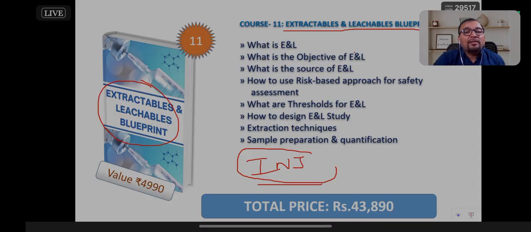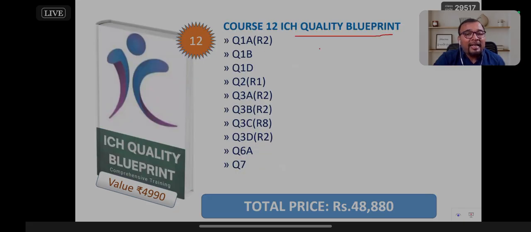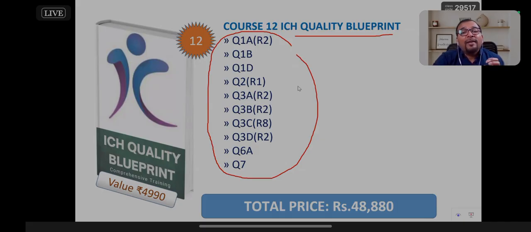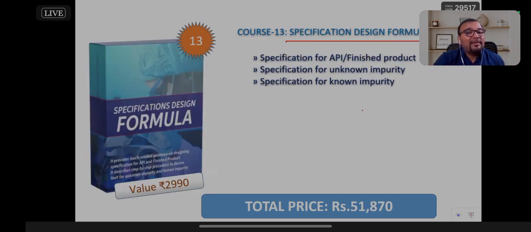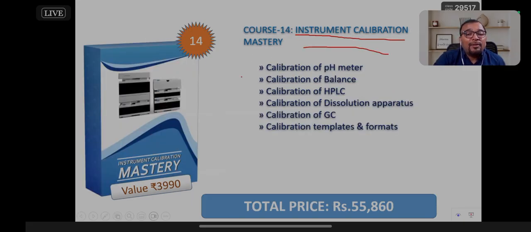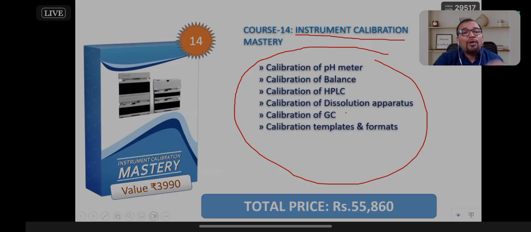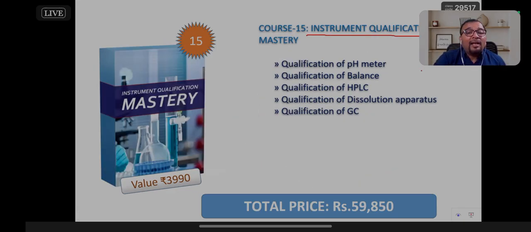Course number 12 talks about ICH quality guidelines. These ICH quality guidelines are explained in this course in very simple language, in the form of videos. Course number 13 talks about how one can design the specification. Course number 14 covers how one can calibrate and qualify the common lab instruments, along with the templates, formats, protocols, and reports, everything. Again, the protocol, report, and templates will be provided for your personal use.